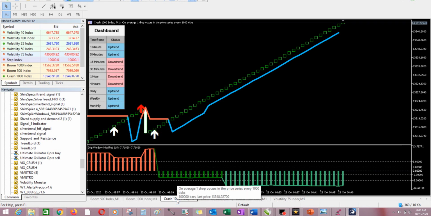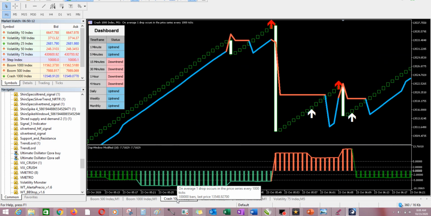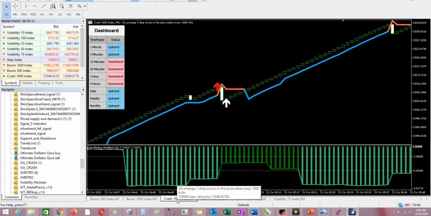So let's check out what is happening with Crash 1000. For Crash 1000, it is on uptrend. You can see it's going up. It is all green, so it is favoring those that love buying. For those that love selling, it is either you stay away from the market at the moment, or you make sure you target the major resistance level before you place your pending order.